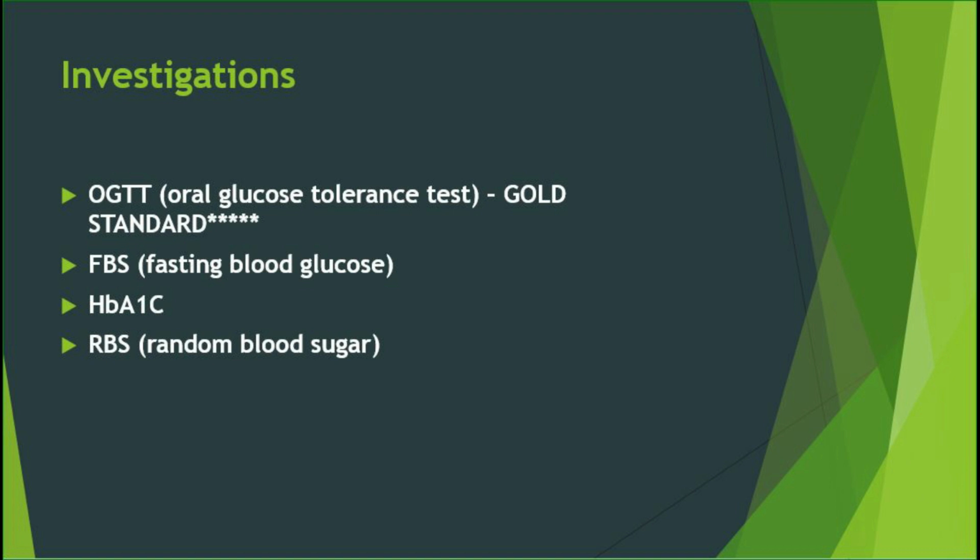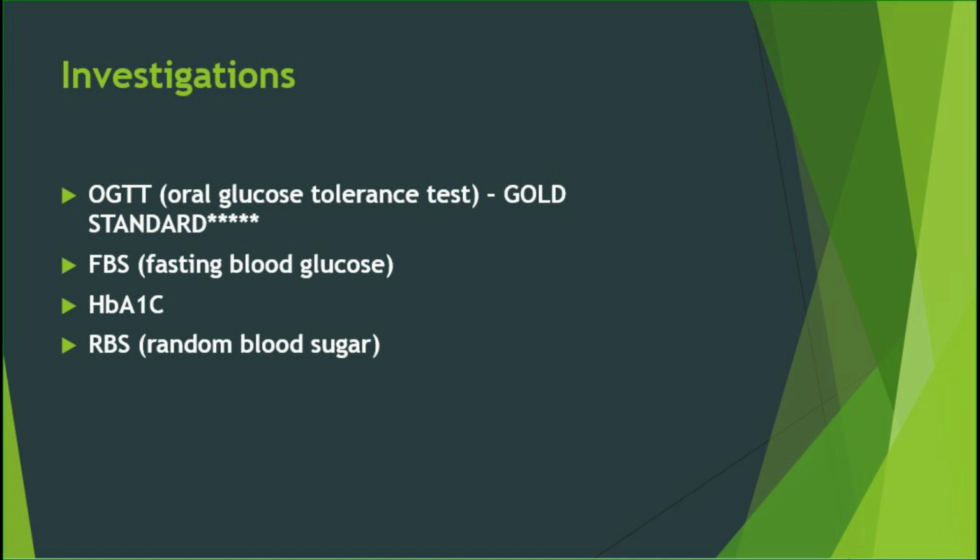So the investigations are either you will go for OGTT, or oral glucose tolerance test, which is the gold standard test, or you can advise fasting blood sugar, HbA1c, random blood sugar. But always remember that if it is feasible, if it is possible, you will always go for oral glucose tolerance test, because if there is any kind of doubt in fasting blood sugar, HbA1c, or random blood sugar, we'll again have to go through OGTT.